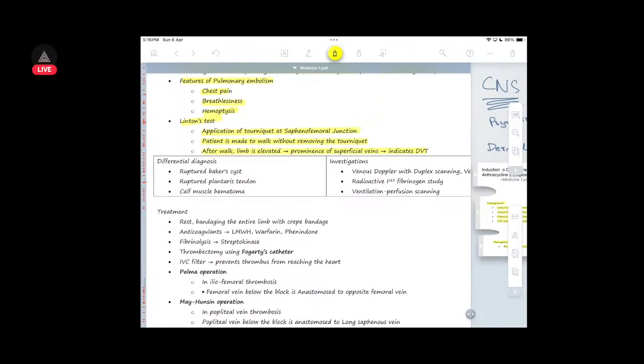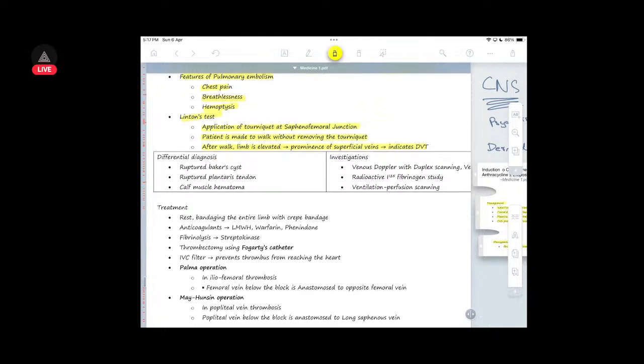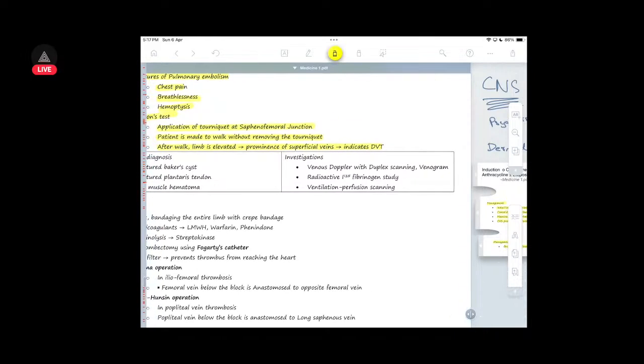Another thing is there: you provide a stocking, when he is made to wear the stocking from the heel up to the shin, wherever it comes up to, and you tell them to walk. If they develop pain while walking, then it is DVT pain. So investigations: you have venous Doppler with duplex scanning and venogram, radioactive iodine 125 fibrinogen study, ventilation and perfusion scanning.